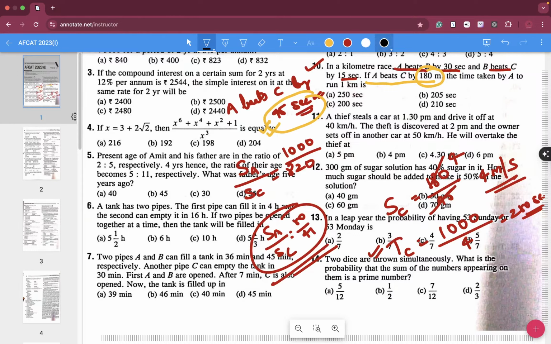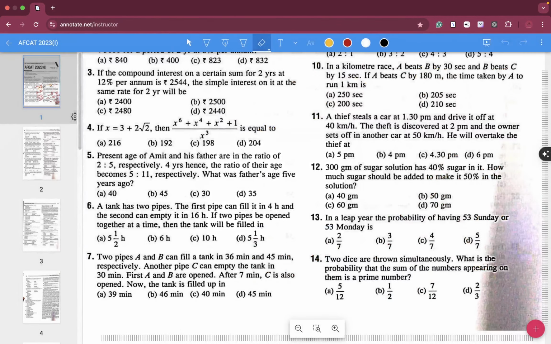And now A has beaten C by 45 seconds. Then automatically A will have taken 250 minus 45, which means 205 seconds. So for this particular question, we will go ahead with B as the answer, 205. Easy one, not so easy one, maybe a B type question for many of you, so you can do it later.